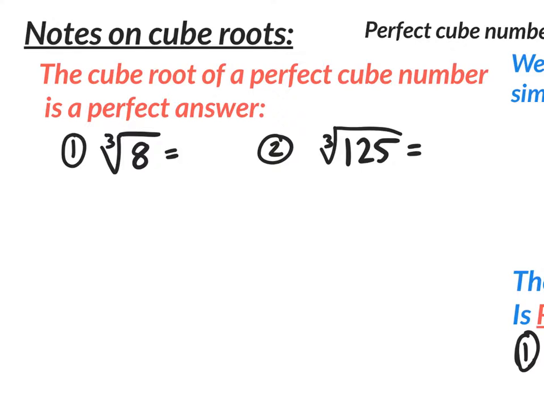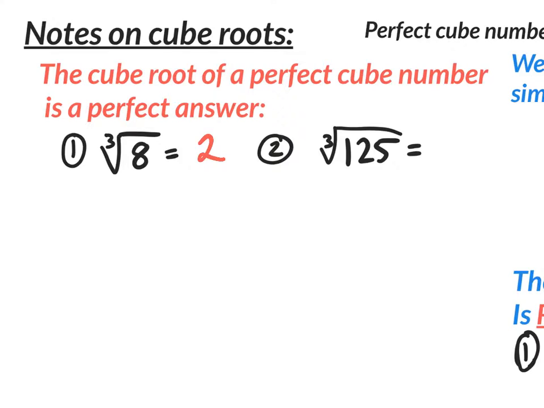Go ahead and copy this down. How about just the examples? You don't have to copy down that the cube root of a perfect cube number is a perfect answer. But let's copy down the cube root of 8. And what is the cube root of 8? 2. That's right. 2 times 2 times 2 gives you the 8.